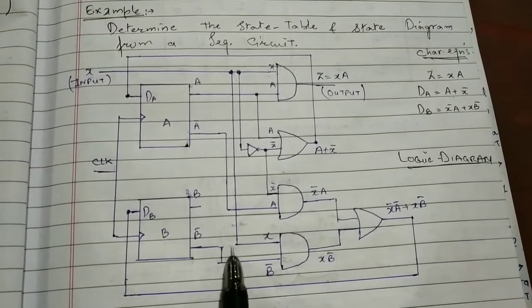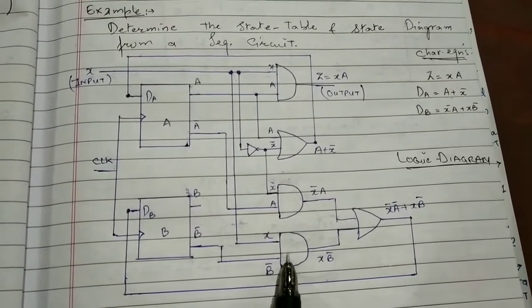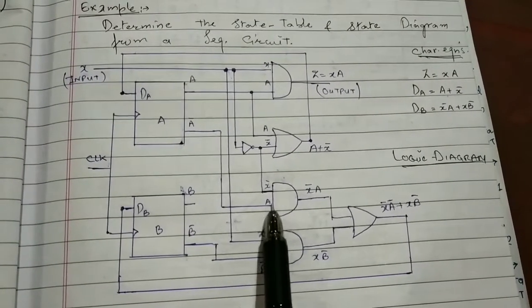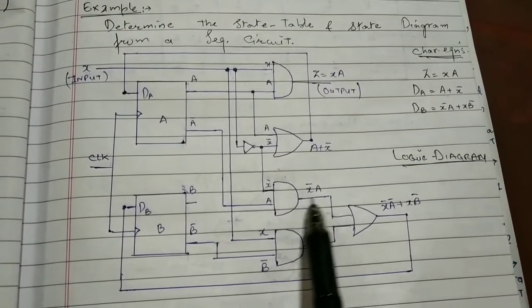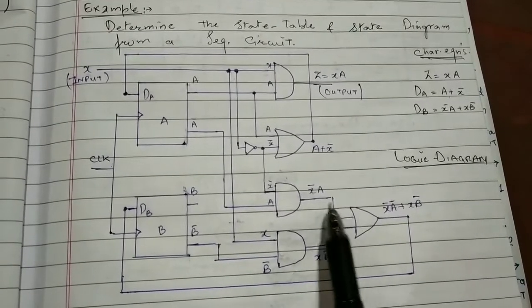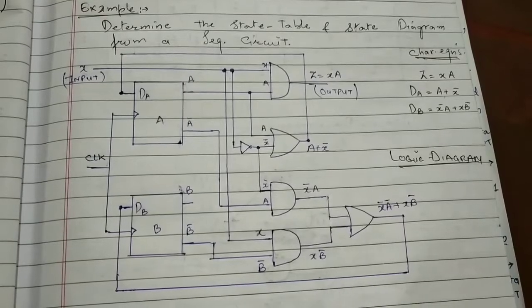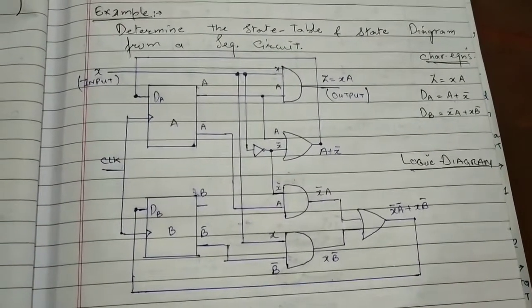Now dB is the OR of two AND terms: the AND of B bar and X, and the AND of X bar and A. So dB is X bar A plus X B bar. So dB is also now known.